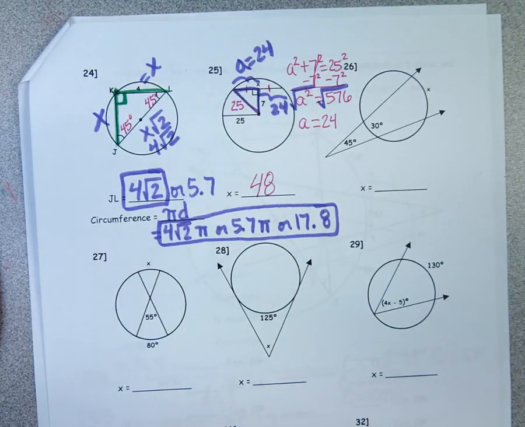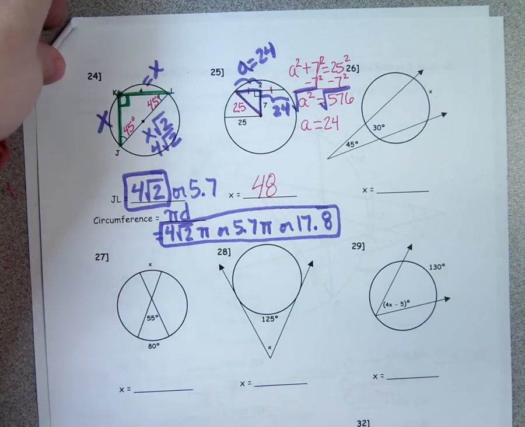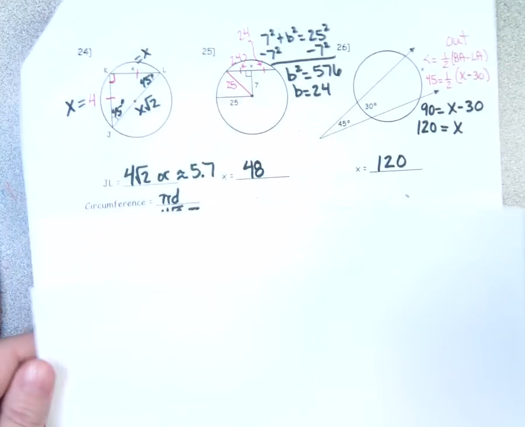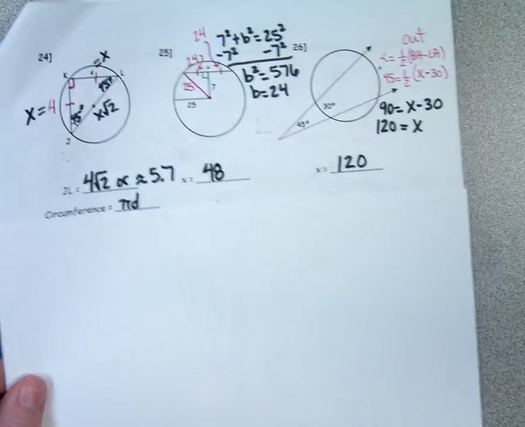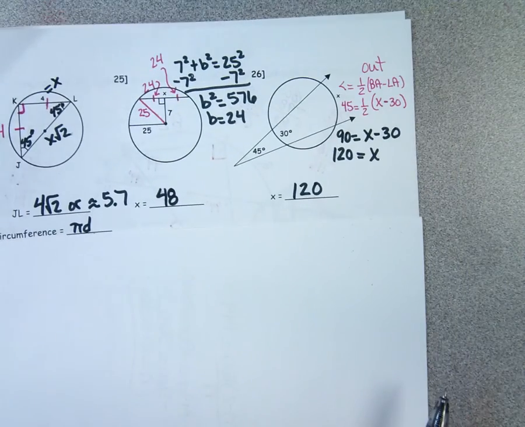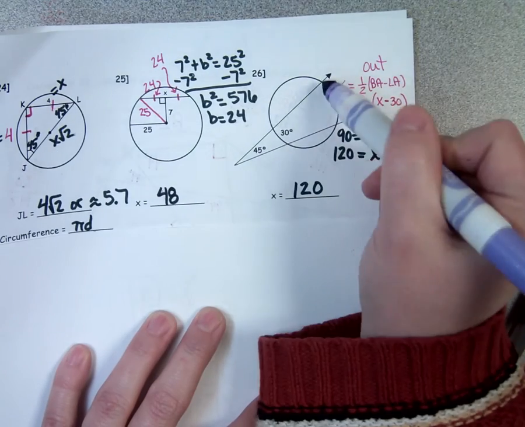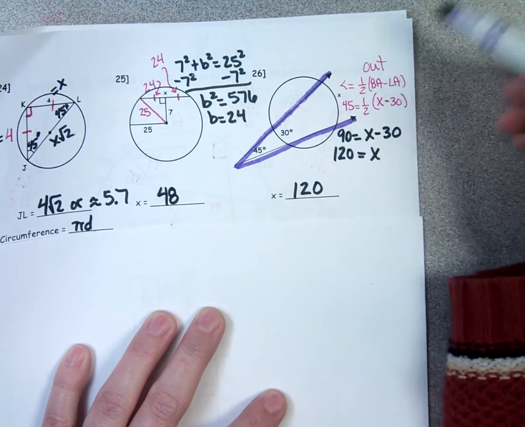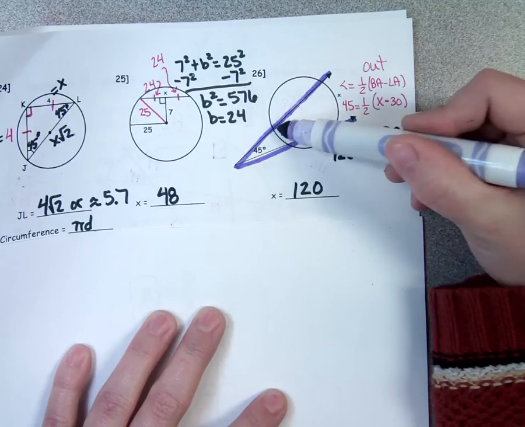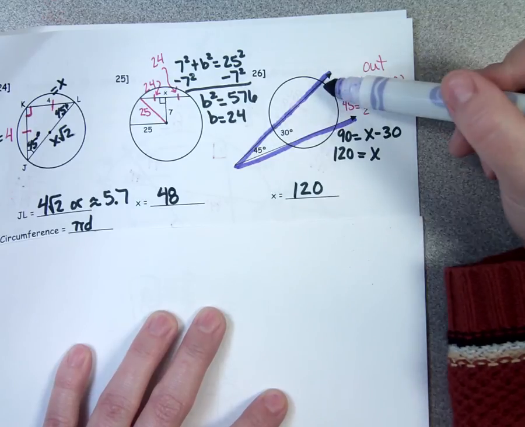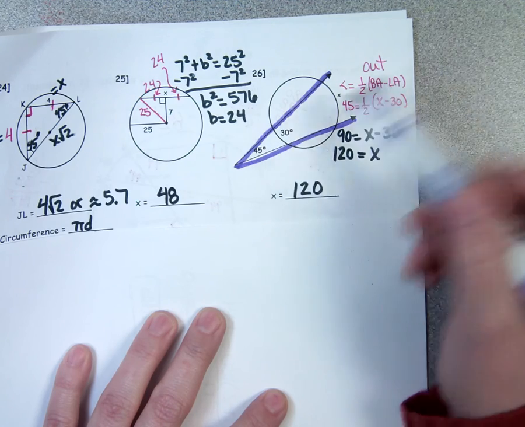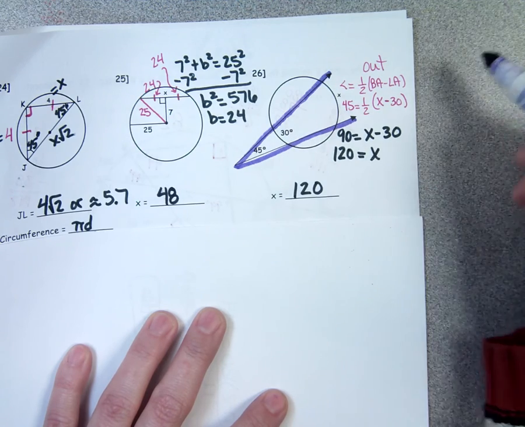Okay, the rest of these I think are easier, so I'm going to go back to showing you the work already done and then just talk you through it. Okay, 26. Should look something like this. So in this angle, the vertex of the angle is outside of the circle, so we do half of big arc minus little arc. The big arc is Mr. X, the little arc is the 30, and 45 is the angle.